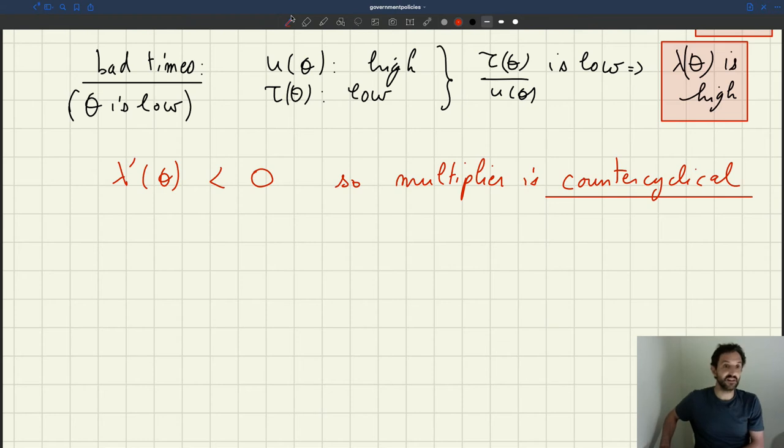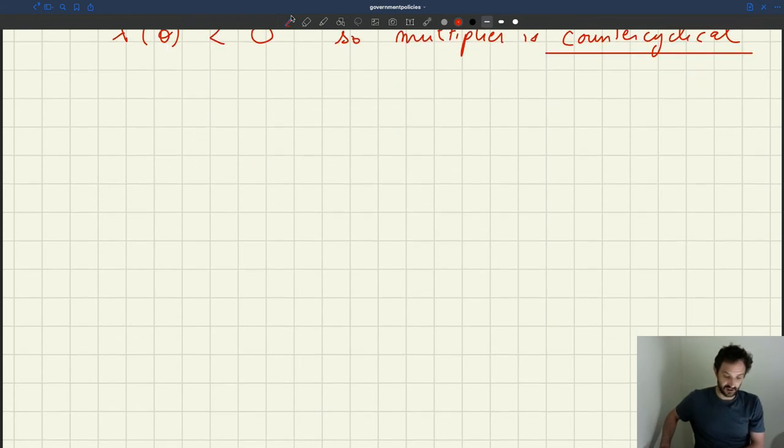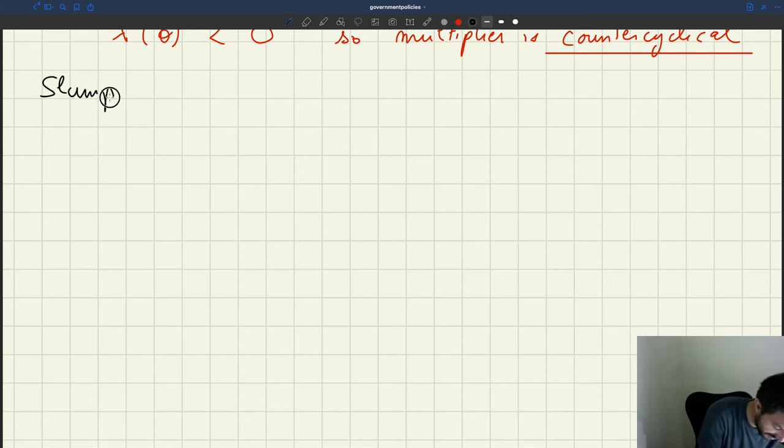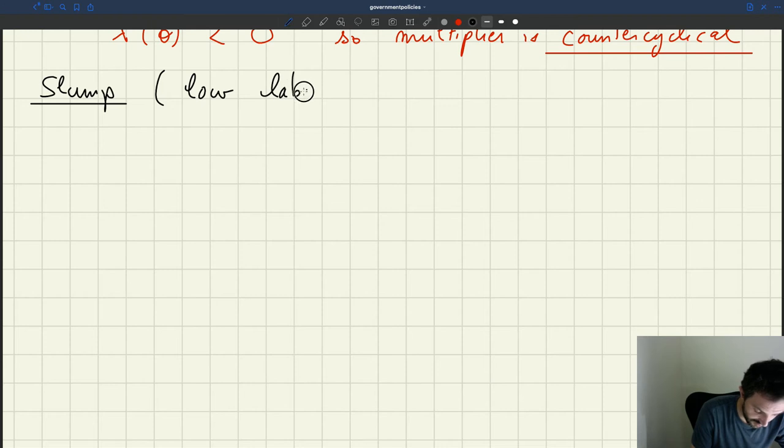Actually see that very easily graphically. So let me show you that graphically. So let's start by drawing a recession, a slump, in our standard labor market diagram. By slump, what I mean is a labor market with low demand. Low labor demand.